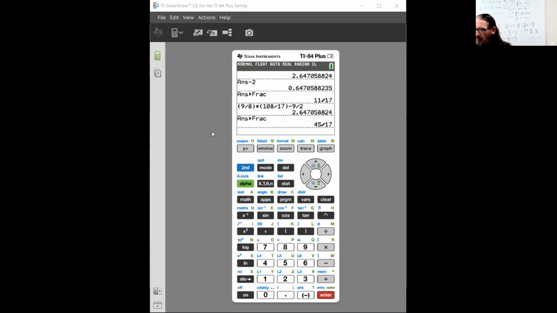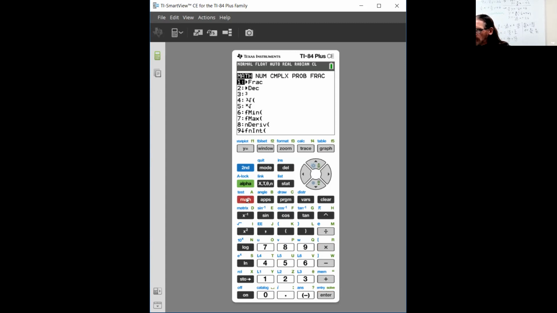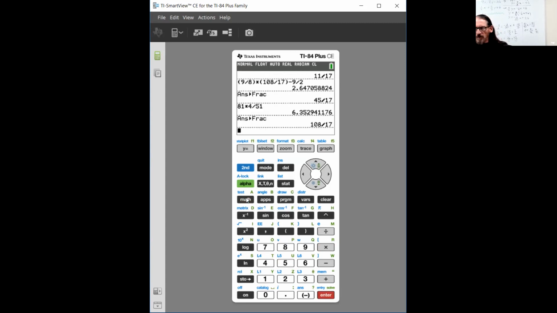81 times 4 divided by 51. There's our 108/17. And same as with the other approach with substitution, if you then plug what you have for x into either one of those where we had y solved for, then we will get that y is equal to 45/17. So now, in a moment, we'll take a look at solving this by elimination.